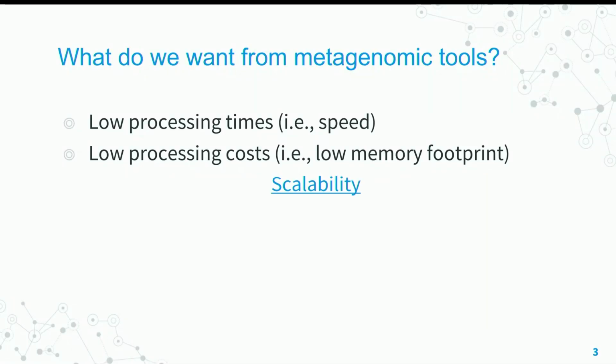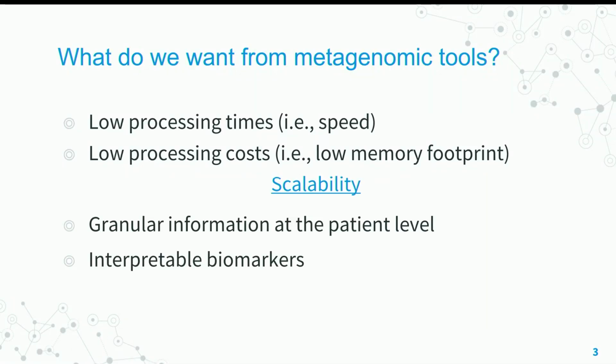So in general, what do we want from tools that analyze metagenomes? I would classify this in two categories: things like low processing times and low processing costs, like running on a laptop. This is the question of scalability at large, but also something that provides us with granular information at the patient level, because the dream of everybody is personalized medicine, tailored to you, not just a one-size-fits-all solution. And we want to work with biomarkers that are interpretable, something that a clinician can look at and say something meaningful, not just a bunch of numbers. So I would generally refer to this as richness of the information provided.